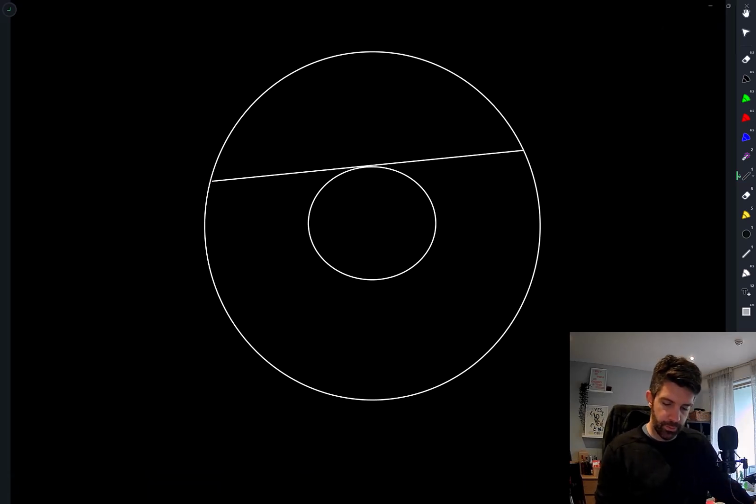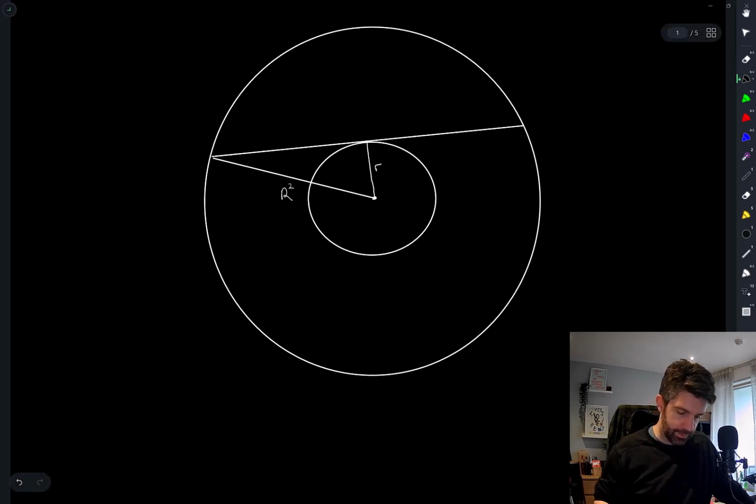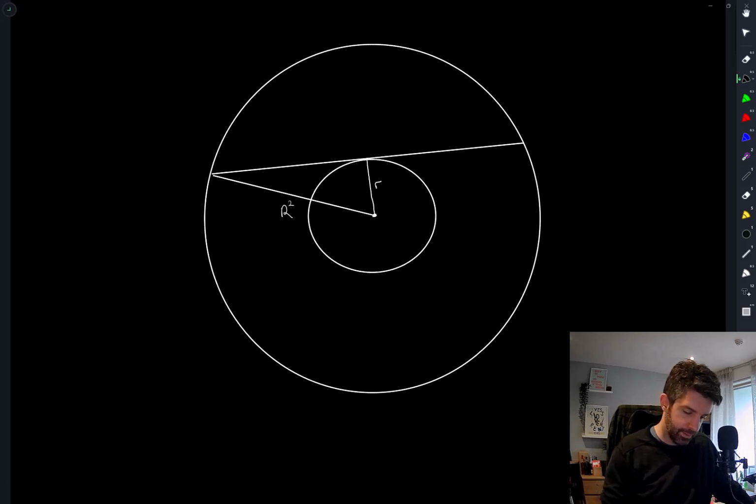So what I might want to do is write down the relation between the radius of the two circles and the distance between those 2 points. So let's call this r. Well, I can see how we might relate these. So this will be r, this will be, call this for now capital R, and then we have capital D.